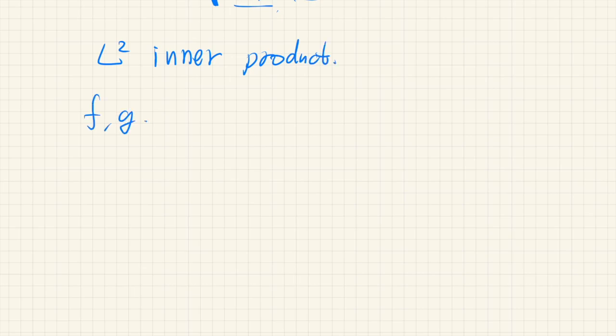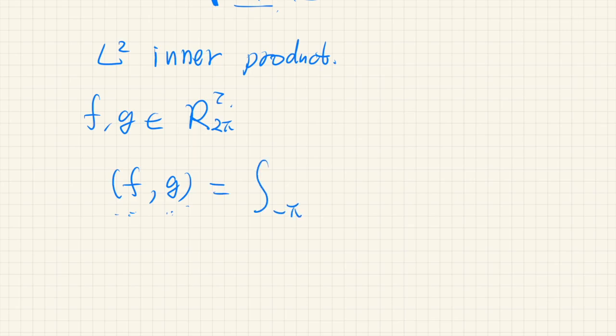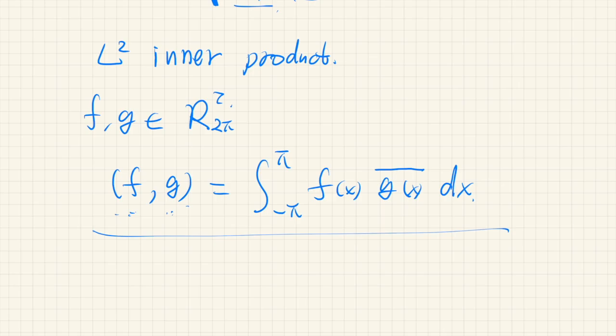Here we are considering complex valued functions, so it's a little bit tricky. But anyway, f comma g within brackets is the inner product between f and g, defined as the integral of f of x and g of x complex conjugate, dx. This is called the L2 inner product.